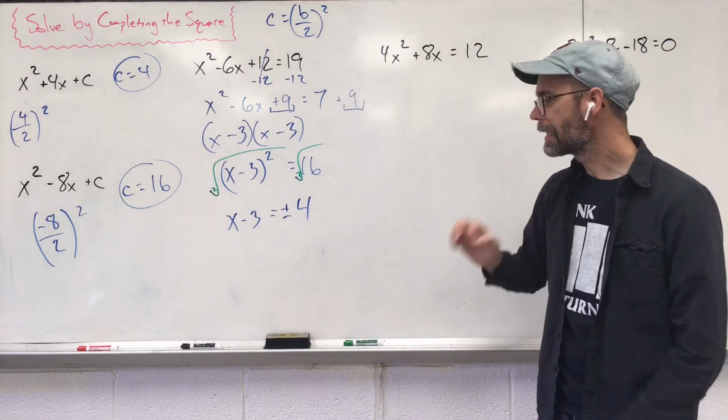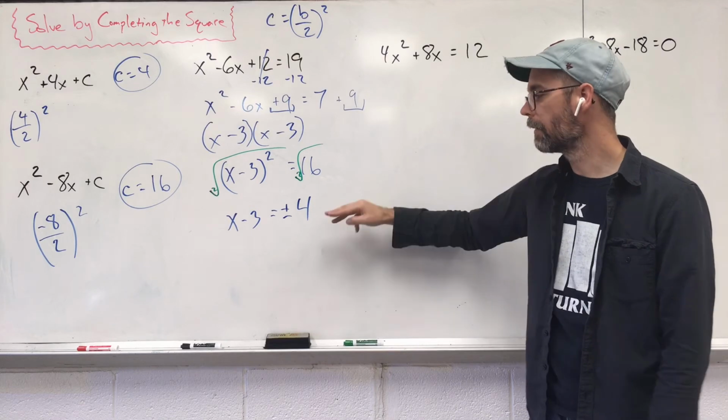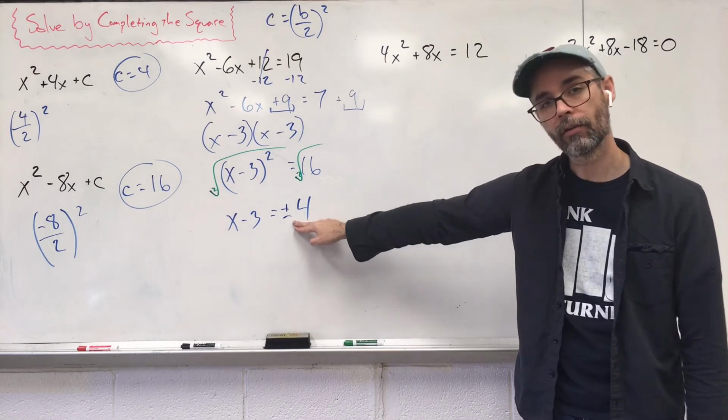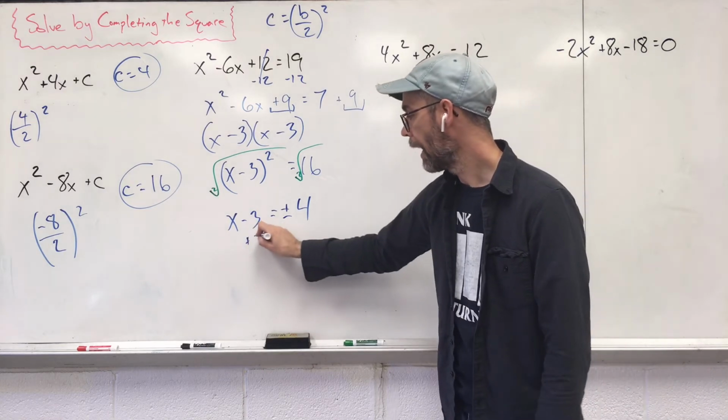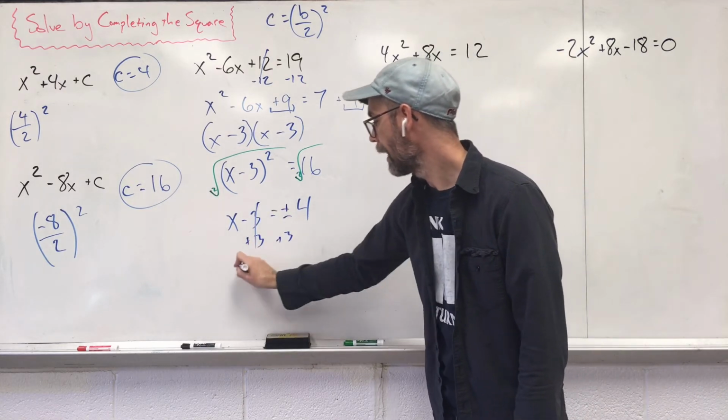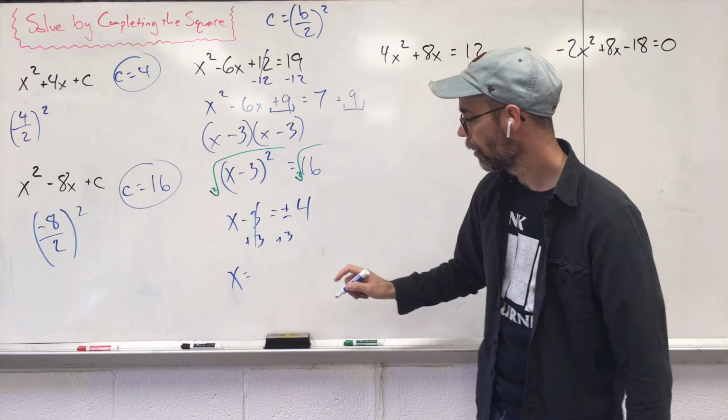It's saying I can have either a positive 4 or a negative 4 as an answer here. I need that little symbol. Now I need to go and get x alone. So add 3, add 3. X equals, now be careful what I'm going to do.